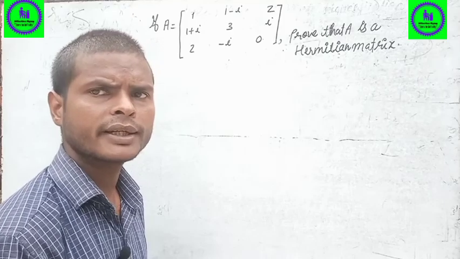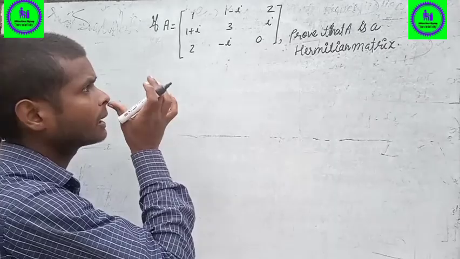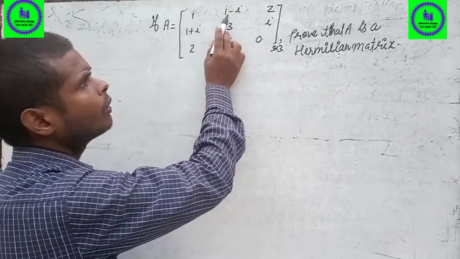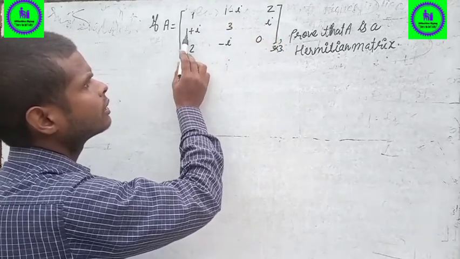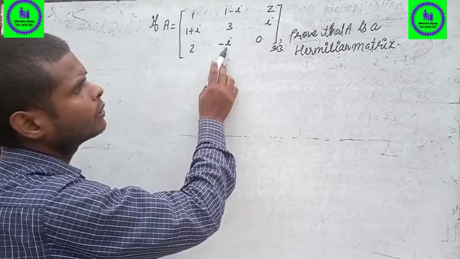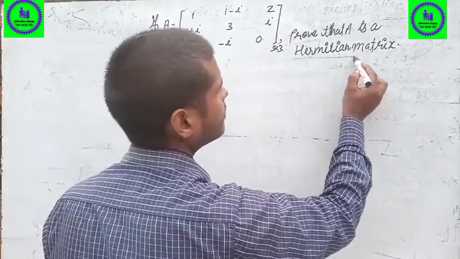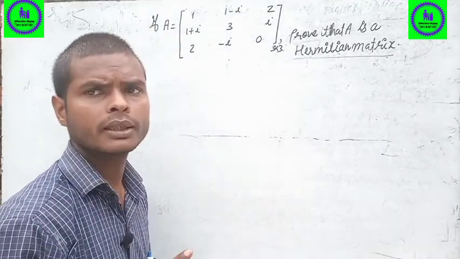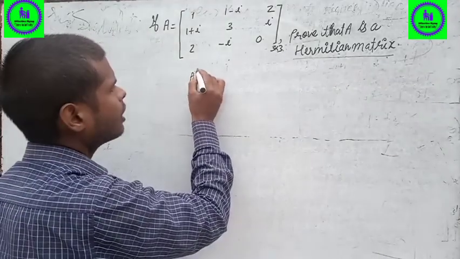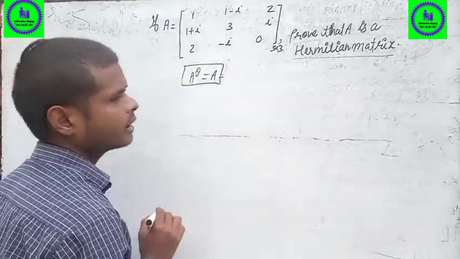Now let us consider the next question. If A is equal to a 3 cross 3 matrix in which the elements are 1, 1 minus iota, 2 in the first row, 1 plus iota, 3, iota in the second row, 2 minus iota and 0 in the third row, prove that A is a Hermitian matrix. We know about a Hermitian matrix: a matrix whose conjugate transpose is equal to A is called a Hermitian matrix.